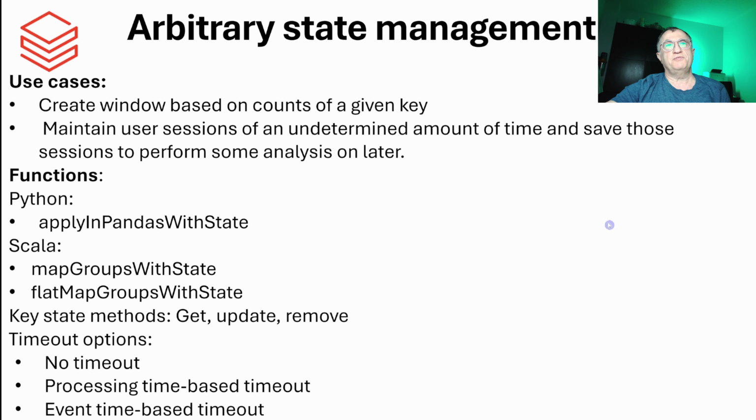I have provided a few key state management methods here. So the get method is useful to receive the previous state of your state. And then you can use update to refresh your state. And then you can use the remove method to remove the state. You may want to remove your state whenever it expires.